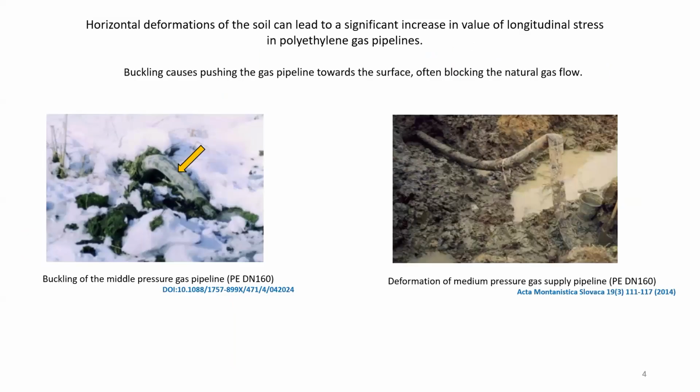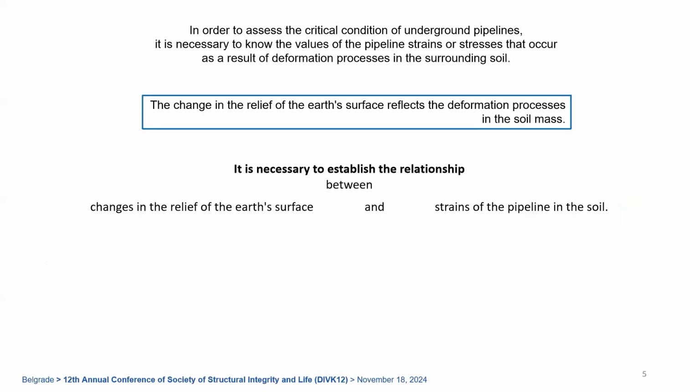Horizontal deformations of soil can lead to significant increase in values of longitudinal stress in polyethylene gas pipelines. Buckling forces push the gas pipelines toward the surface, often blocking the natural gas flow. In order to assess the critical conditions of underground pipelines, it is necessary to know the values of pipeline stress and strain as a result of deformation processes in surrounding soil.